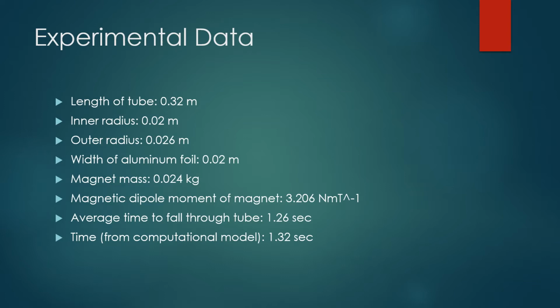For this experiment, I used a tube of aluminum foil and then dropped a bar magnet into it. The found values are as shown. The magnetic moment was found in Lab 3. After conducting 5 trials of this experiment, the average time to fall through the tube was 1.26 seconds. This is close to the computational model's time of 1.32 seconds.